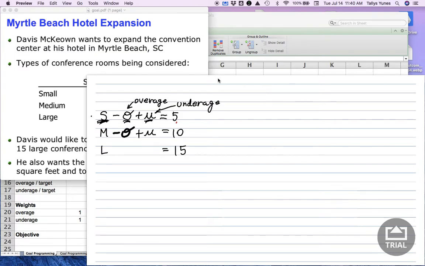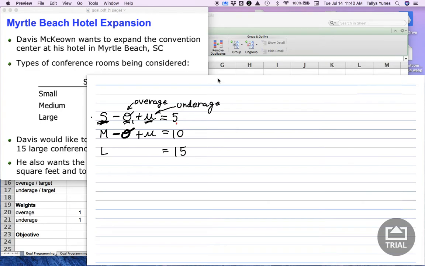But notice, I can't call these two overage, underage again O and U because they're not the same amount. There's an overage and an underage for the small rooms and another overage and underage for the medium rooms. So for example, I could number these. This is O1, U1, the over-under of the first constraint. The O2, U2, the over-under of the second constraint, and I can just proceed now like that.